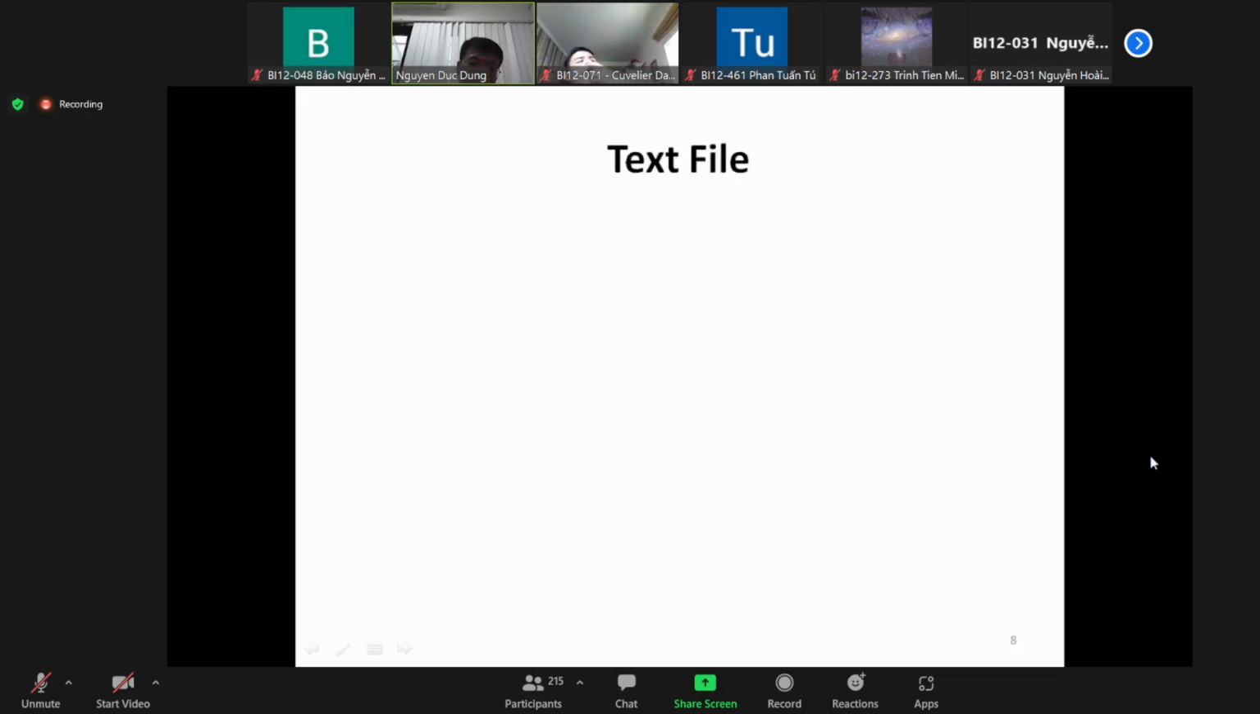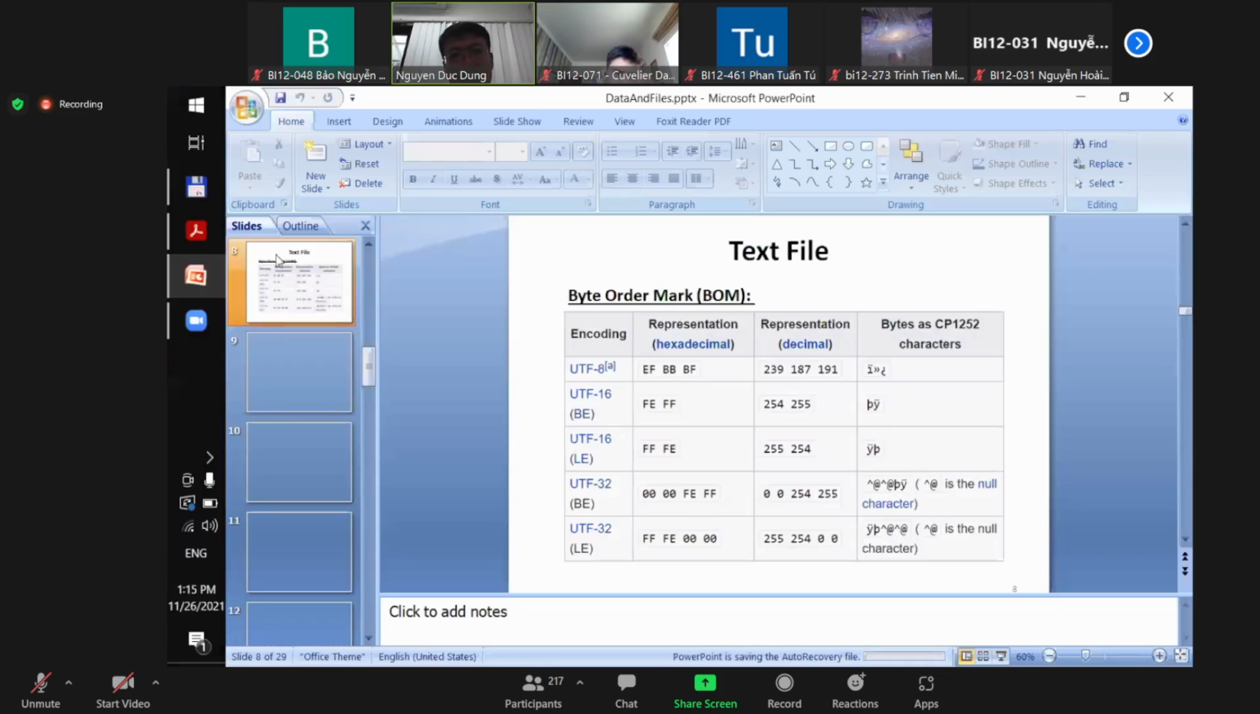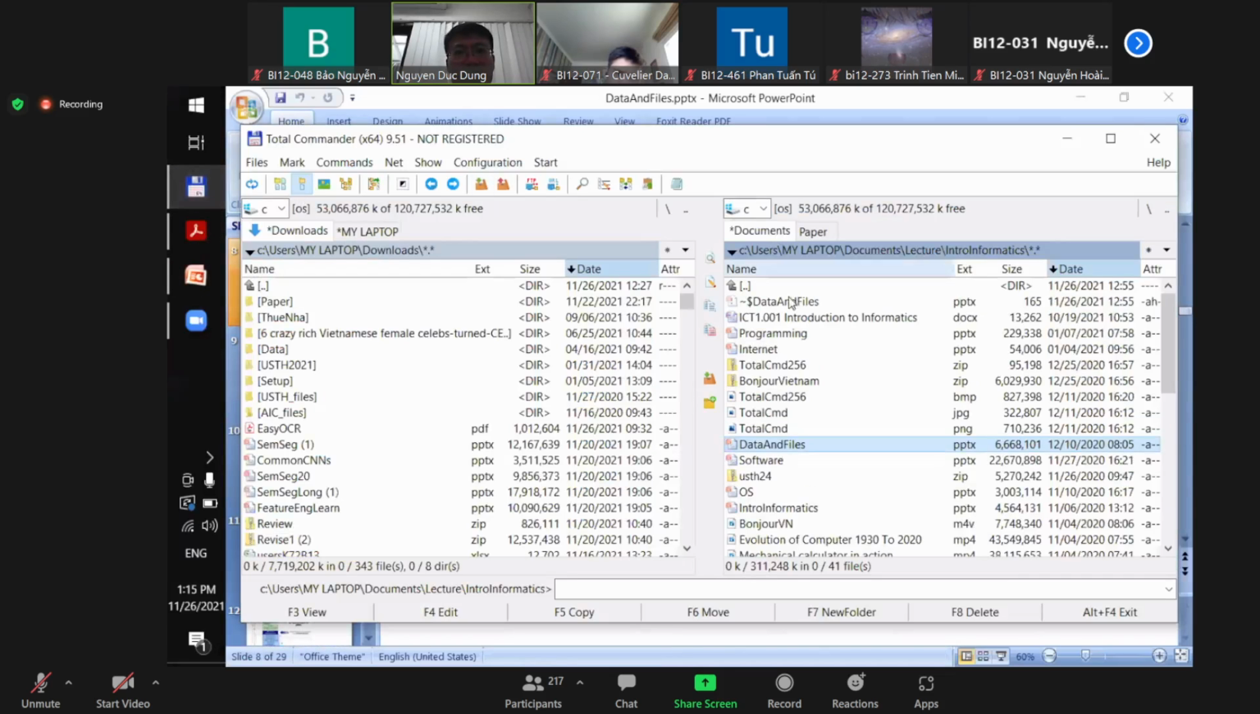Now let's take an example of a text file. This is the most basic data source and the most basic form of information that we deal with every day. But even with text files, there are many things you should pay attention to and need to know. Let me take an example.